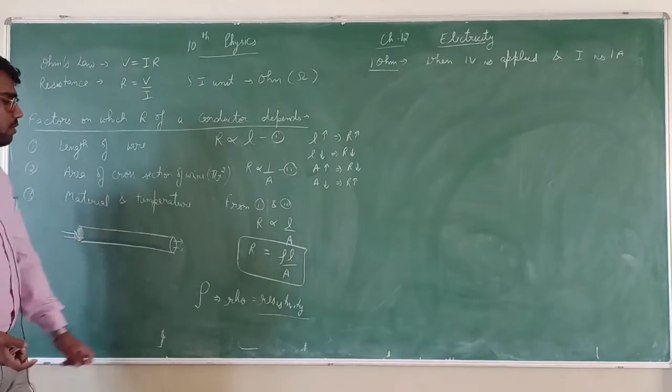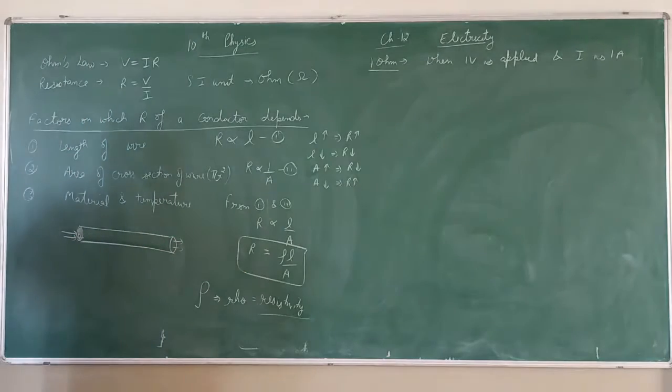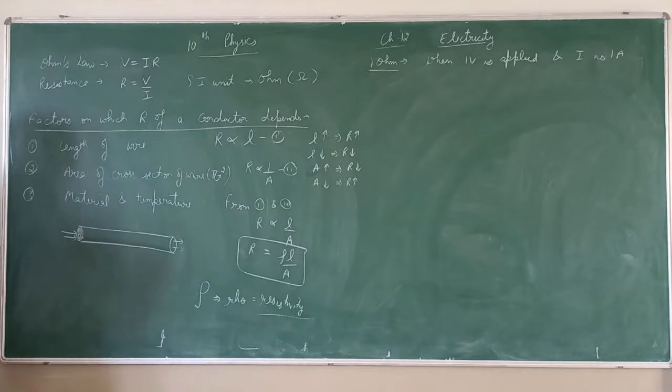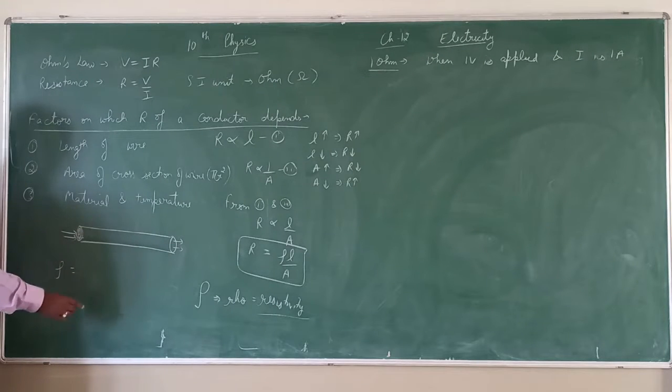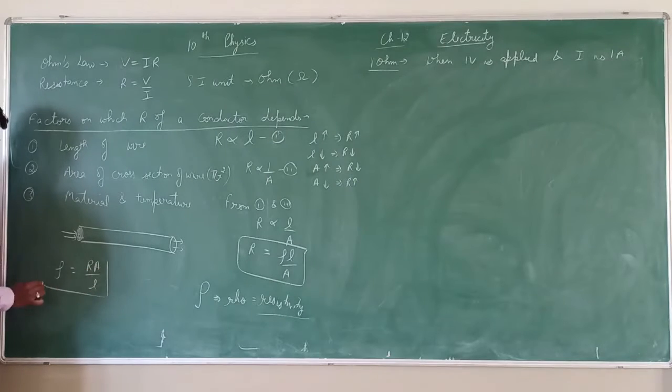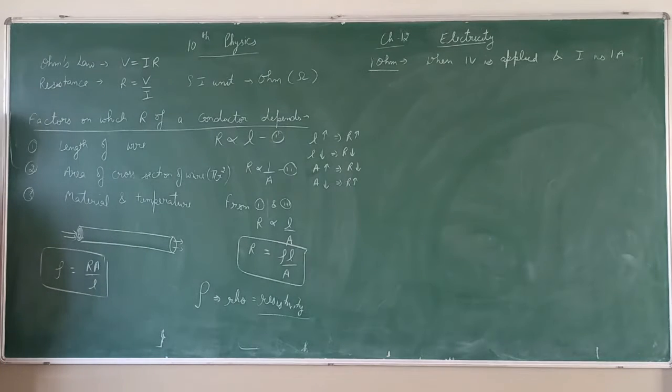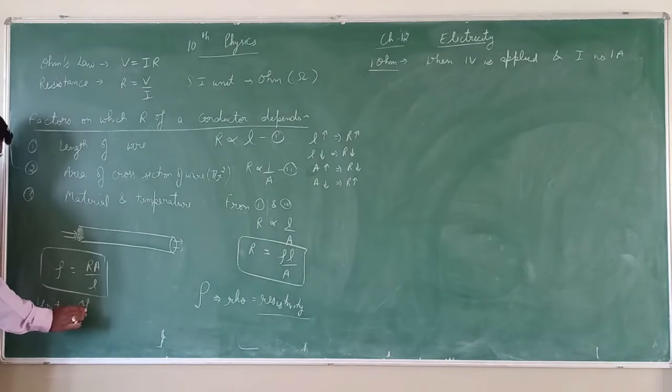So this is the formula for resistance: R equals rho L by A. If we want to study rho, what will be the formula of rho? Cross multiply, and it becomes R A by L. This is the formula of rho. What is the unit for rho? It will be ohm meter.